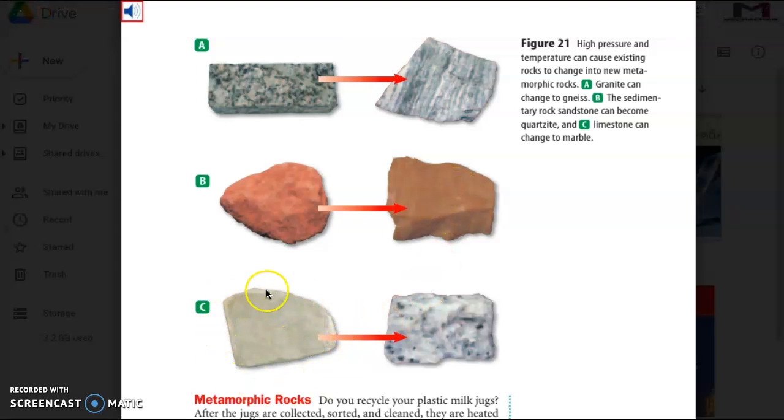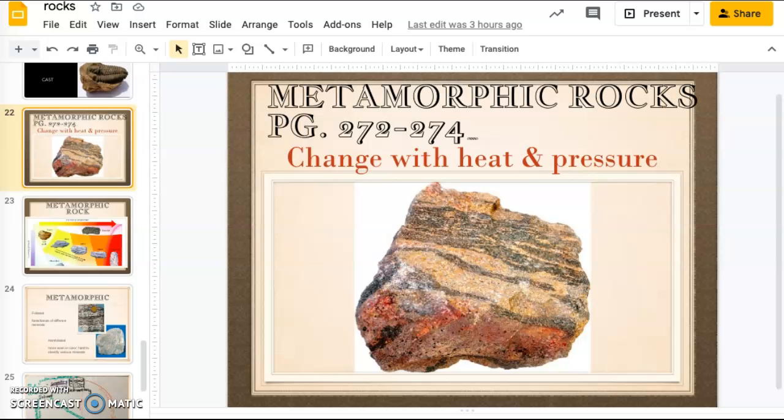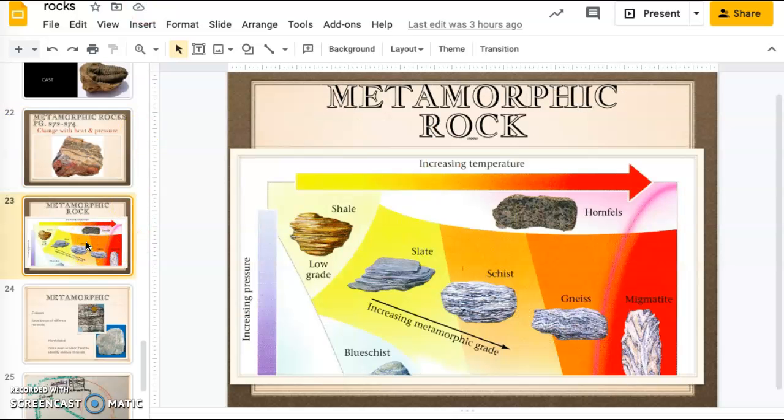And then C, this is showing limestone becoming a metamorphic rock, marble. So they do a good job showing you of that. I also want to look at another one together. So your book talked about an igneous rock becoming metamorphic and a sedimentary rock becoming metamorphic. But metamorphic rocks can also change into another metamorphic rock.